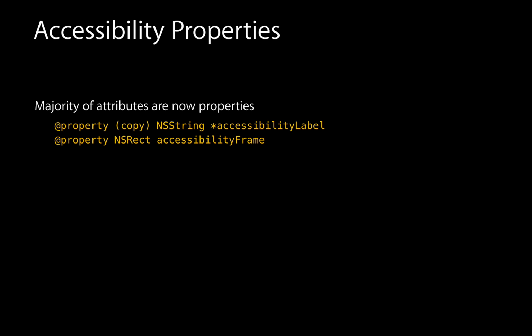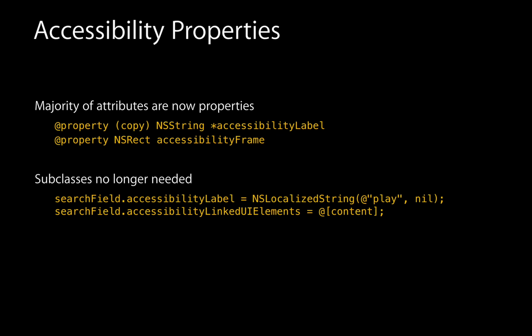What makes it so easy? Well, with the new API, which is a method-based API, we've converted all the attributes into properties. So just like any Objective-C property, you could now get and set the property directly on the object itself. So you no longer have to subclass.